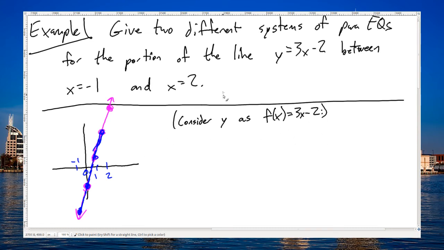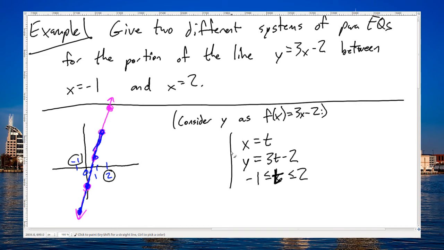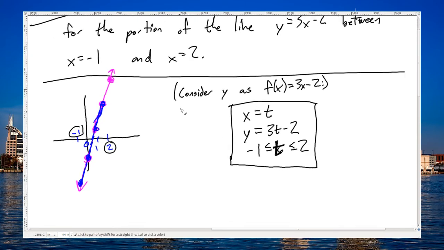All right, so the trick there, if you have y and it's a function of x, all you've got to do is let x is equal to t, and then y would equal, you replace your x with a t, 3t minus 2. Now if you do this method, remember that you have to use the x values, negative 1 to 2. Those are the x values, and x is the same thing as t, right? So those are the t values. And there is your system of parametric equations.